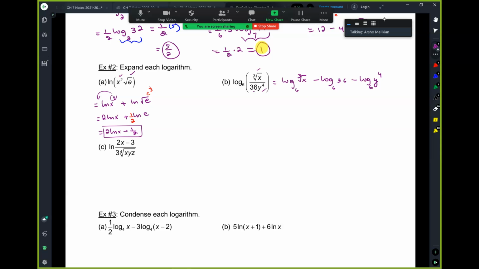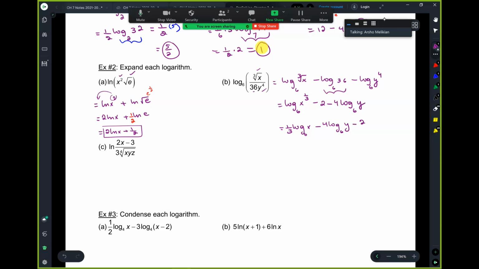Okay, so now what we have here is log base 6 x to the 1/3 minus, what's this one? 2 minus 4 log base 6 of y. So finally, the 1/3 also will come down. Minus, it's convention to write everything with the variables first. So I'm just going to switch the order there. Minus 2. Okay?